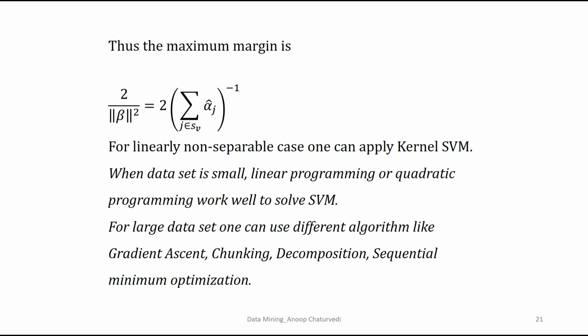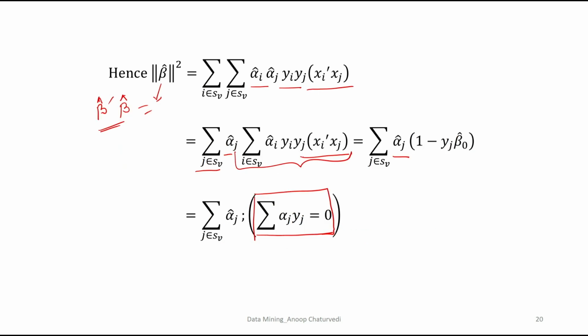Then the maximum margin is twice upon norm beta, which is equal to twice the summation j belonging to SV alpha j hat, inverse. We just use this expression.